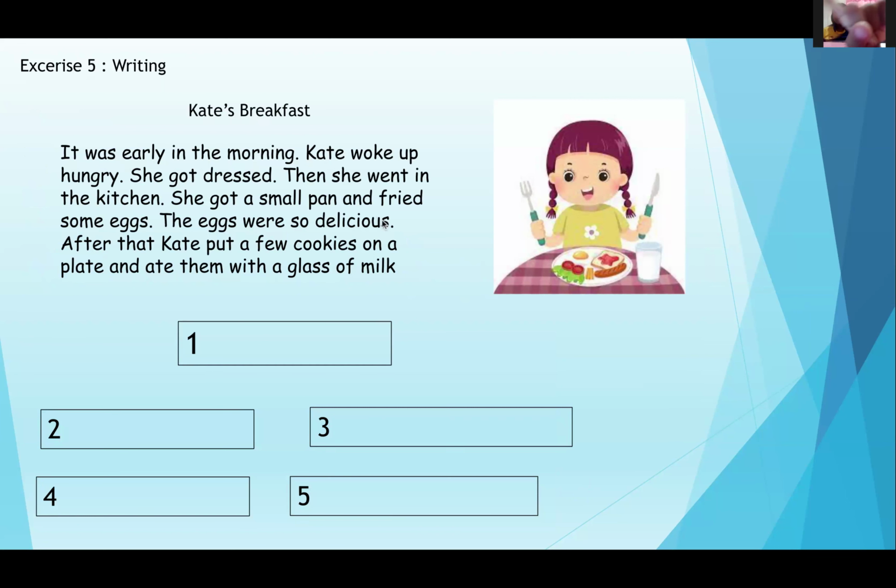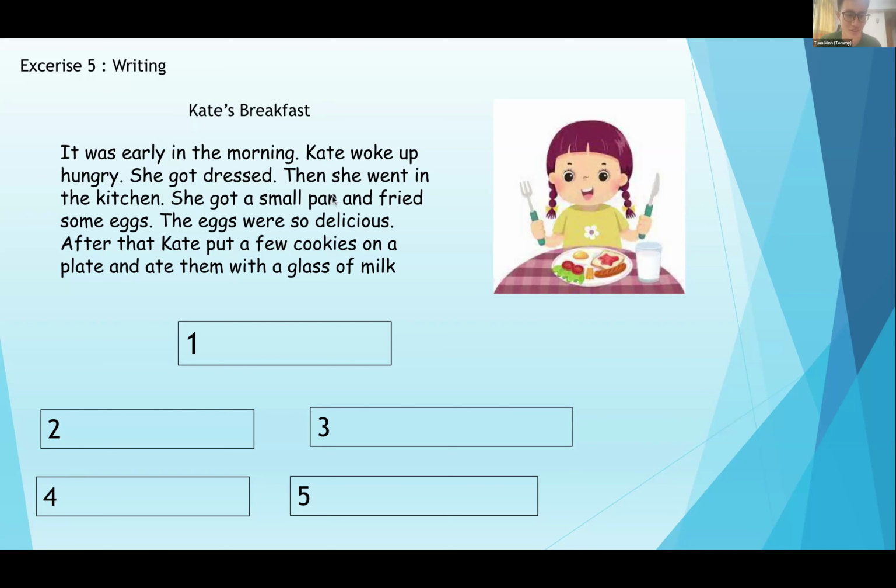It was early in the morning. Kate woke up and was hungry. She got dressed. Then she went into the kitchen. She got a small pan and fried some eggs. The eggs were so delicious. After that, Kate put a few cookies on a plate and ate them with a glass of milk.